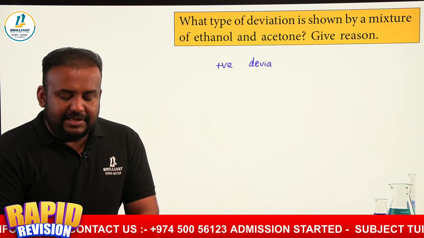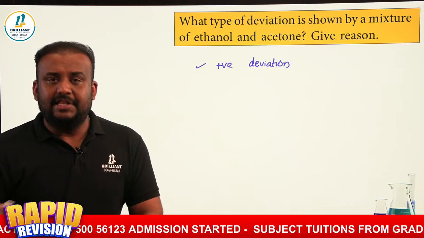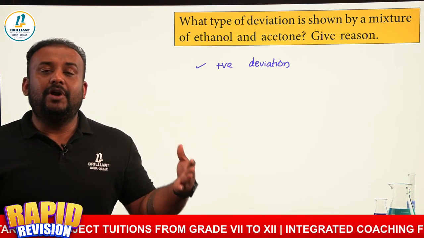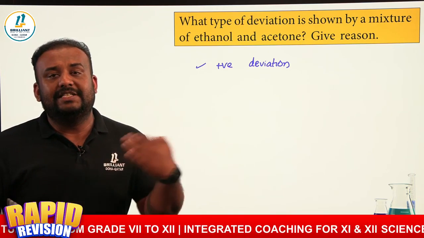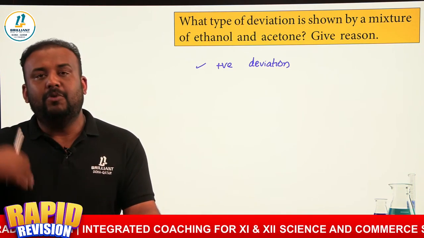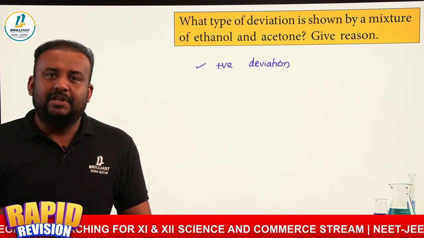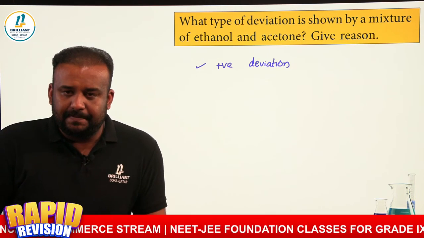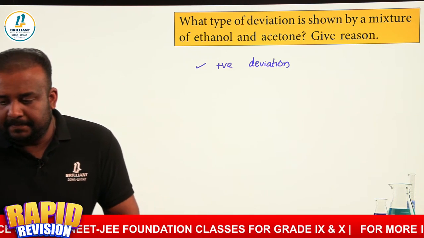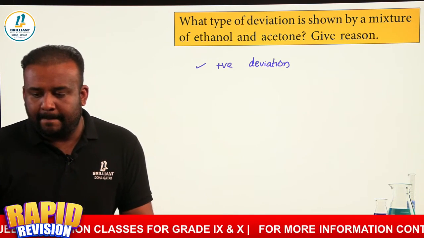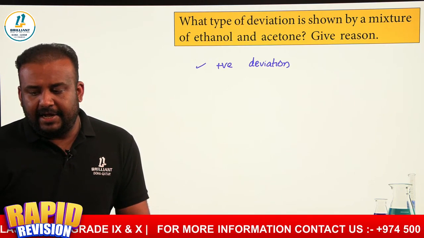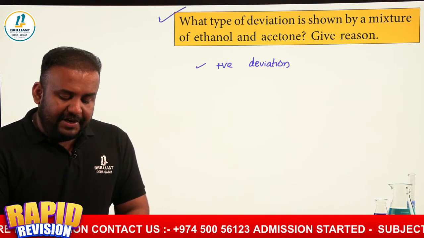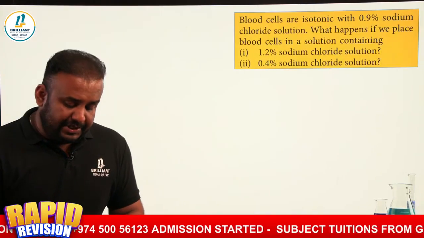And they have even asked about the reason. What will you write as the reason there? When acetone is added to ethanol, intermolecular hydrogen bonding of ethanol is disturbed. Hence, there will be more vapors above the solution than the pure components. Therefore, it shows positive deviation. Am I clear to everyone? Yeah, delta H mix greater than zero. Everything is right. What type of deviation is shown? So just you need to mention positive deviation.